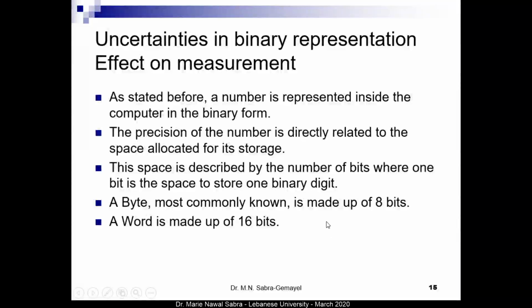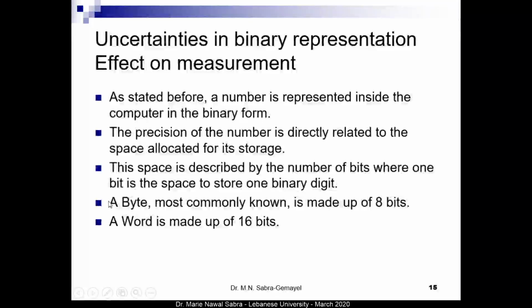Moving to uncertainties. When I talk about uncertainties in binary representation, I talk about how much place in the computer memory I allocate to put this value. I am taking in the next slide an example. So the precision is really related to the space allocated. I'm transforming an analog value, which is the exact physical value, to a number of digits. So I might be losing some of the precision.